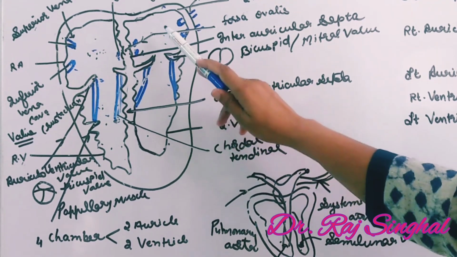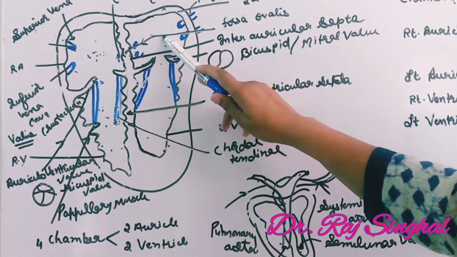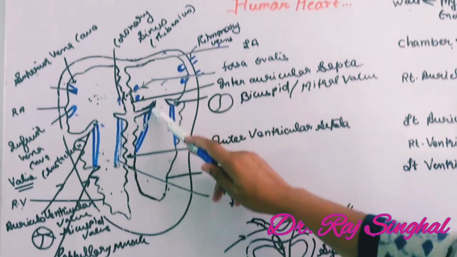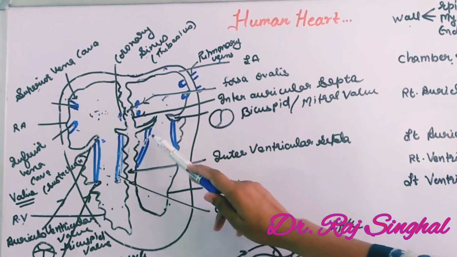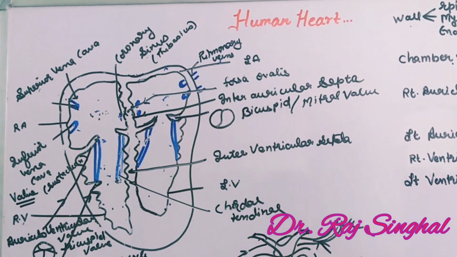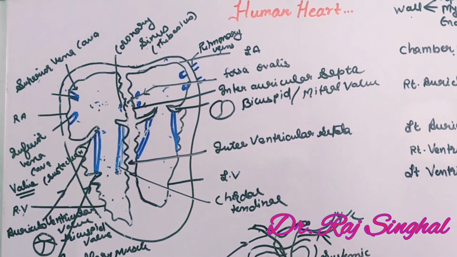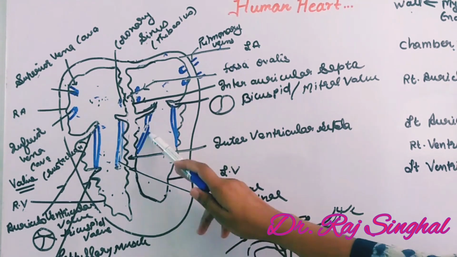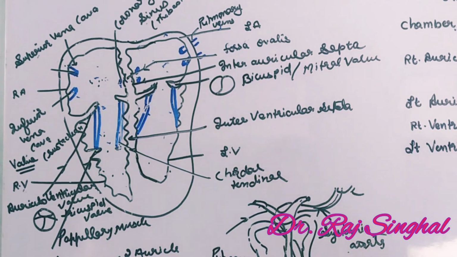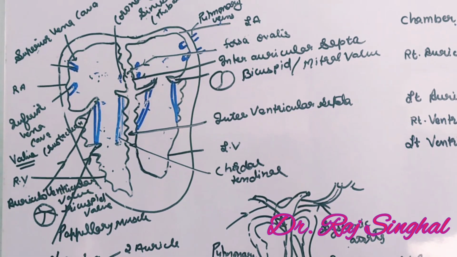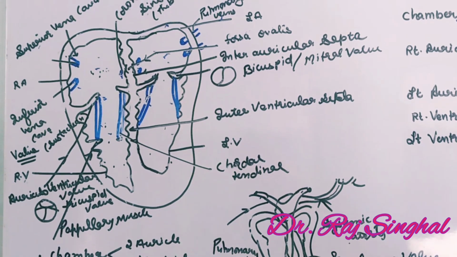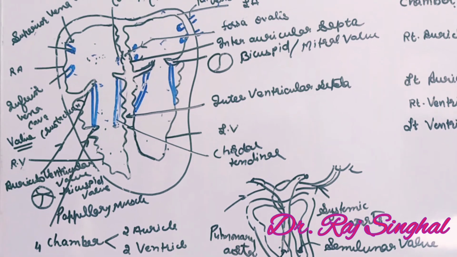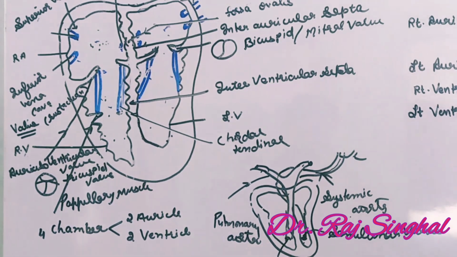On the left side, the left auricle receives oxygenated blood from pulmonary veins. With the help of the bicuspid valve, the blood comes to the left ventricle. The flaps of the bicuspid valve are again connected to papillary muscles with the help of chordae tendineae, which help to open or close the valve at proper time and prevent the backflow of blood.